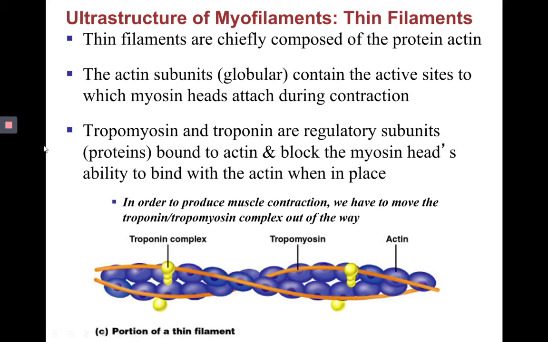So again, the actin subunits are globular. They contain active sites to which myosin heads can bind during a cross-bridge formation, so that's during contraction. The tropomyosin and troponin regulatory subunits must move out of the way in order to allow myosin heads to bind to the actin active site. And right now they're covering up the actin active site that would usually bond to the myosin globular head, and so right now there could be no cross-bridge formation.